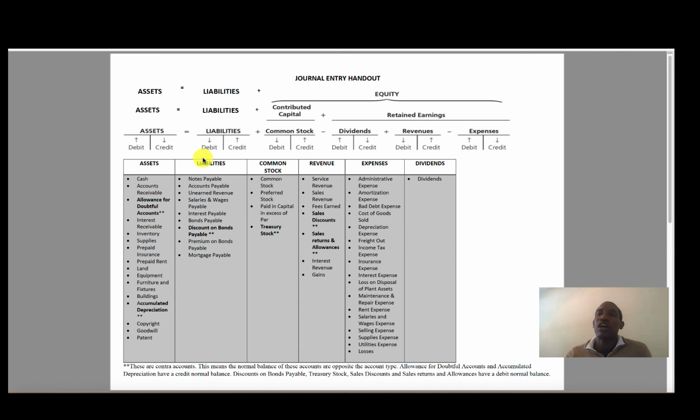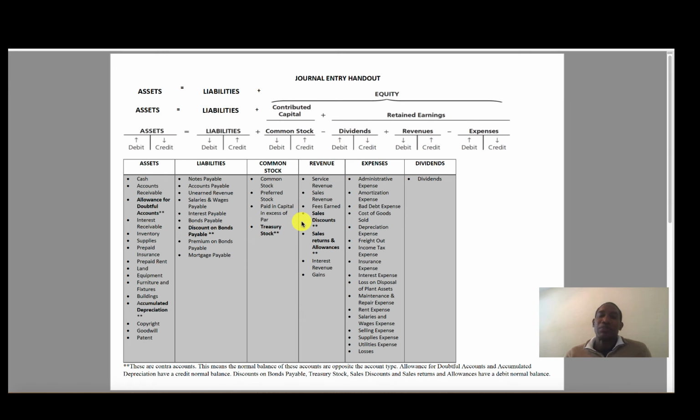So what about preferred stock? Preferred stock is increasing. So preferred stock is part of common stock. I go up to the account type, common stock. If it's increasing, I credit preferred stock. Okay, gains are increasing. Well, what is gains? Gains is over here in revenue. And I see gains here, right? So I go up to the revenue account. If it's increasing, I'm going to credit gains.